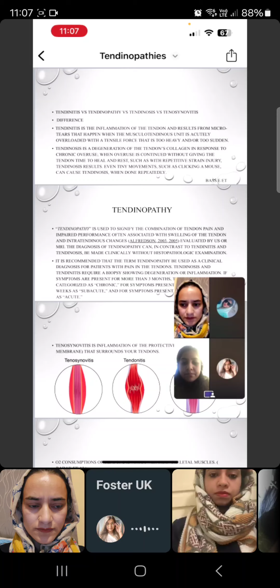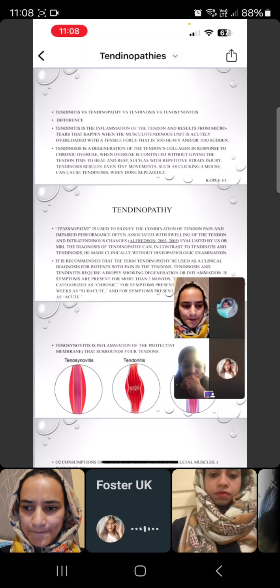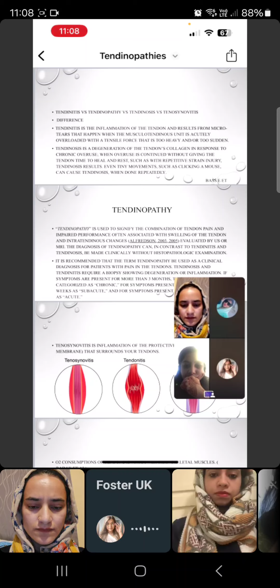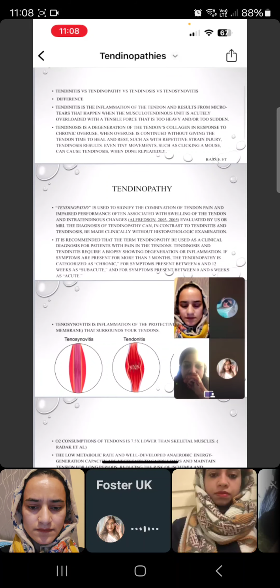So, without giving the tendon time to heal and rest, such as with repetitive strain, a repetitive load with walking, hopping, jogging, running, any kind of repetitive strain will eventually result in tendinosis or tendinopathy. Tendinosis results even with tiny movements such as clicking a mouse. So people who have sedentary jobs using a mouse, things like that, any repetitive load can lead to tendinosis.